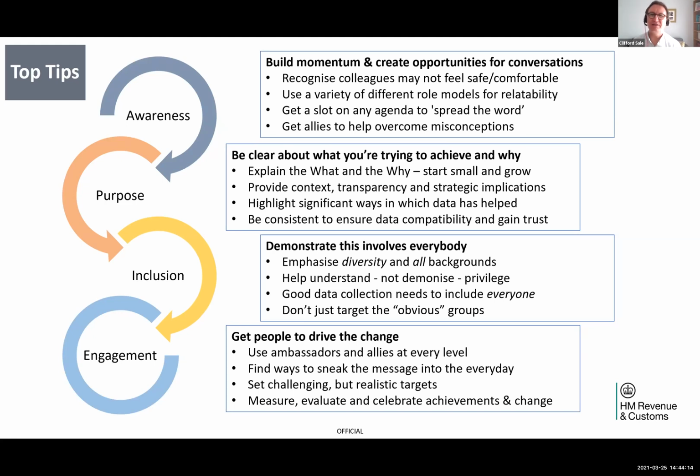Use ambassadors and allies at every level. We mentioned before, having a good cross-representation at all levels means that the explanation of the what and the why and the responses to challenge can be met accurately. Don't just rely on senior managers to drive change. It's really going to lose impact that way. You need to have change driven at every level of the organization.